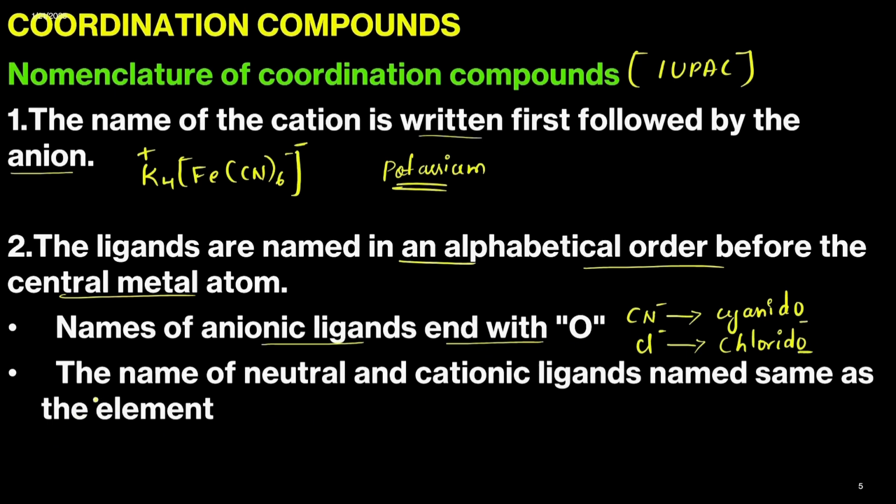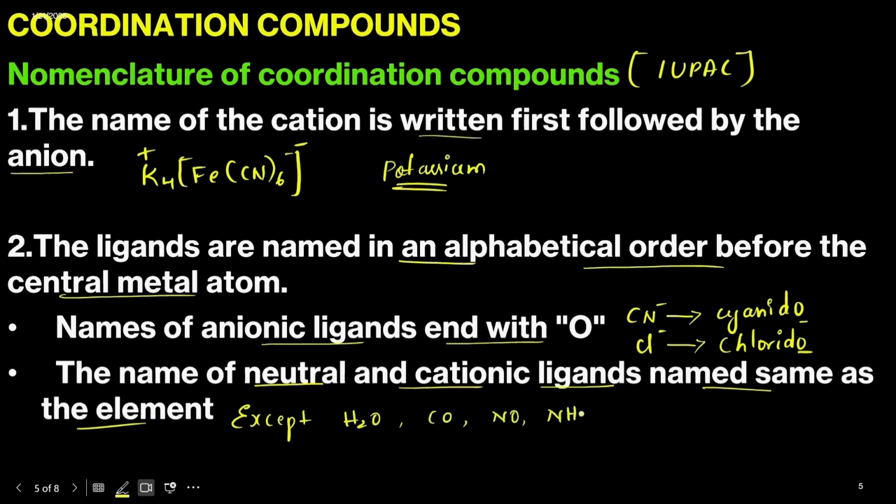Next is the name of neutral and cationic ligands are named same as the element except H2O, CO, NO and NH3. And these are named as aqua. This is carbonyl. This is named as nitrosyl. And here NH3 is named as ammine. Except these, remaining neutral and cationic ligands are named same as the element.